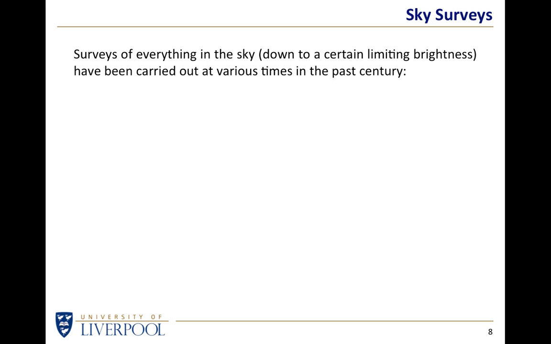And everything in the sky, I say everything, but of course there are limitations. For any given telescope, you can only survey what's in the sky from your location on Earth, and you can only see a given distance or a given look-back time. Depends on how faint your particular telescope is sensitive to. So, surveying everything in the sky that can be seen from a given location, subject to a certain limiting magnitude of brightness, these surveys have been carried out, quite a few of them, in the last century.